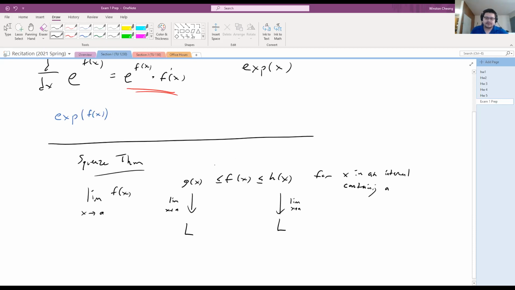Well, since this inequality held true for all x in the interval containing a, the limit of f is also going to be sandwiched, or squeezed, to take on that one value. So this must be L as well when you take the limit as x goes to a. So schematically, this is what the squeeze theorem is saying.